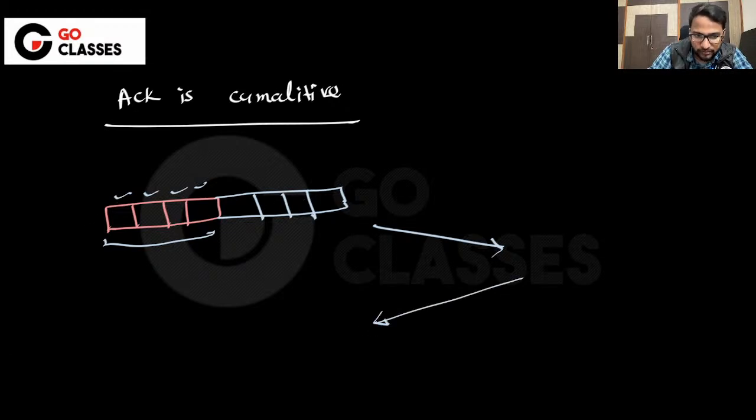Let's take a very simple example: you receive the ACK for this. Then what you will do, you will just shift the window and say now you can send this one also, right? The moment you keep on receiving the ACK, you will keep on shifting.